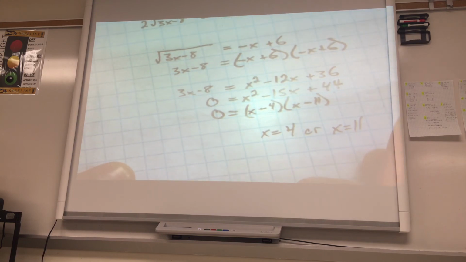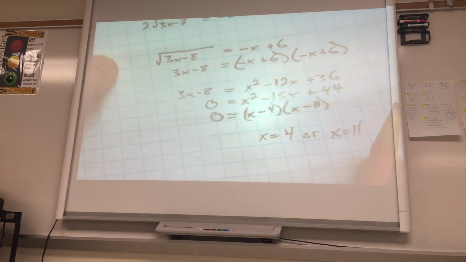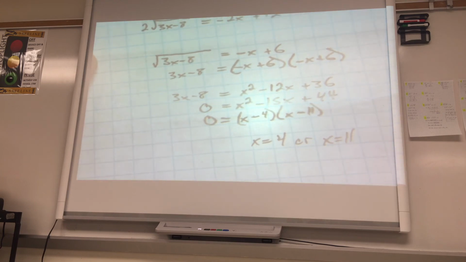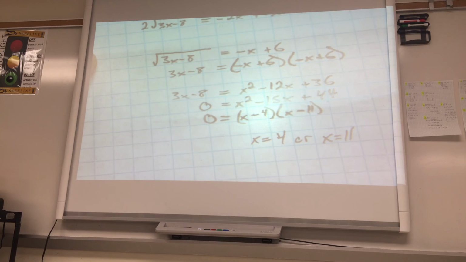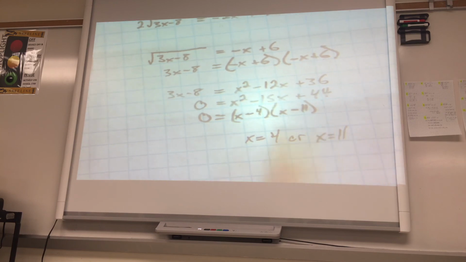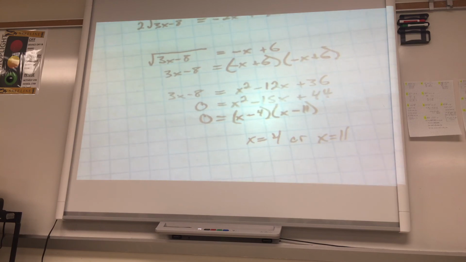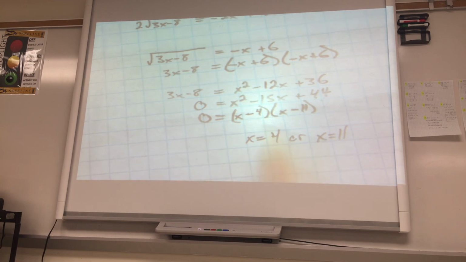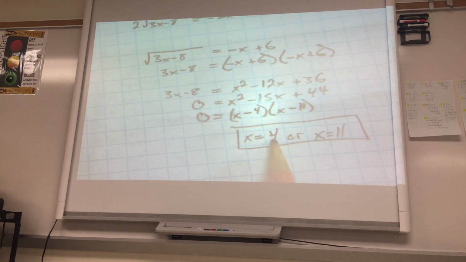Now again, if I go back to that original equation, unfortunately I shut the book, but I think it was first degree. And if it was first degree, that means only one of these solutions is actually a solution. The other one's extraneous. So plug both of those into that original equation and see which one is a solution. But your answers are either 4 or it's 11.